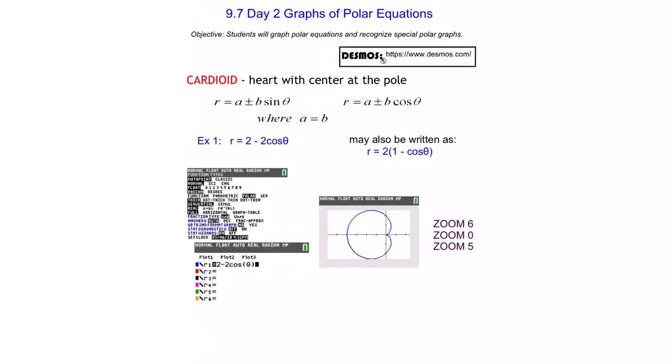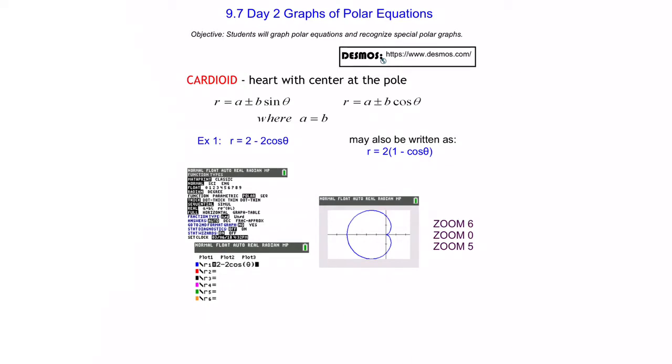Section 9.7, Day 2, Graphs of Polar Equations. So we've graphed some basic polar equations in terms of lines and circles, but today we're going to be looking at some special polar graphs. You can use your graphing calculator or you can use the Desmos app to help you graph these.